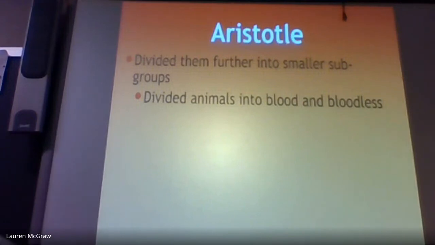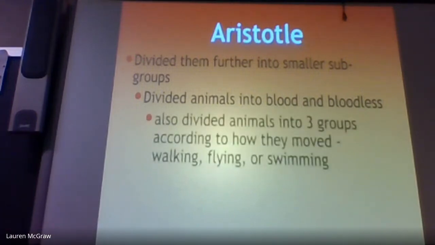He also says, okay, well, how do they move? And paraphrase this, guys. Don't write the whole thing. He divided them into 3 groups according to how they move. Do they walk? Do they fly? Do they swim? Where do we go? Walk. How many of you can swim?